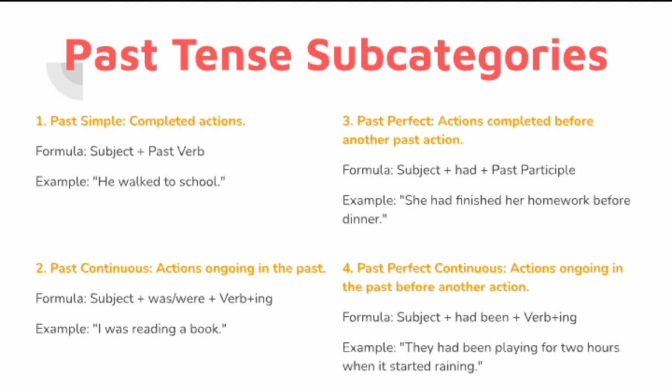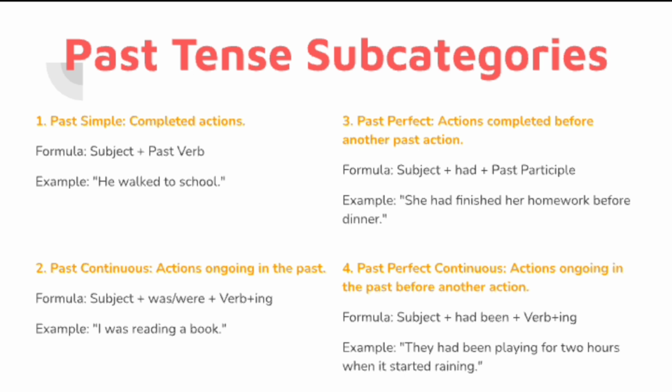Number 3, past perfect. This tense is for actions that were completed before another action in the past. The formula is subject plus had plus past participle. For instance, she had finished her homework before dinner. Notice how one action happened first followed by another action.